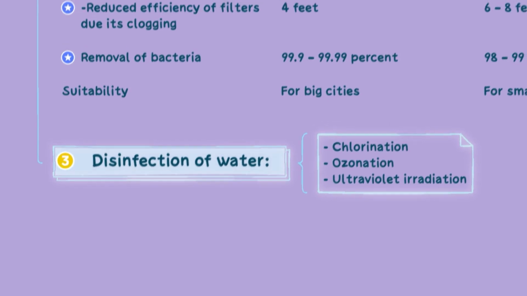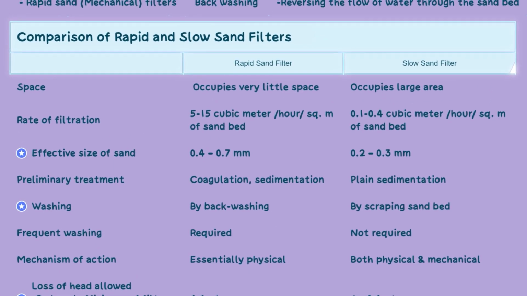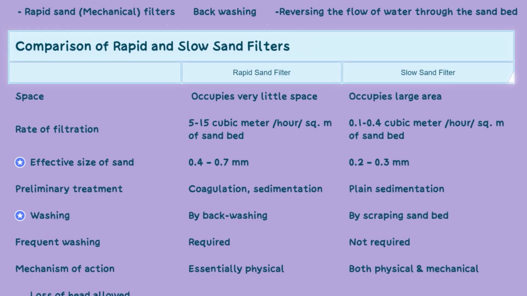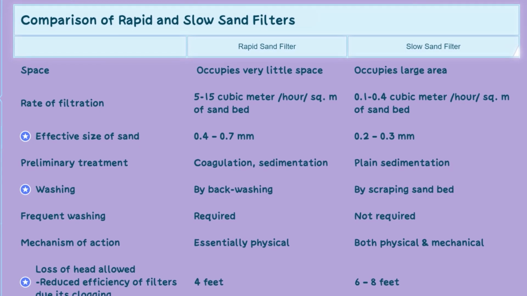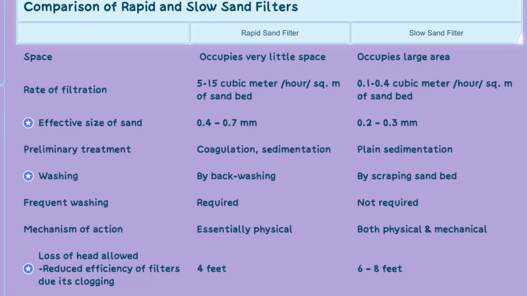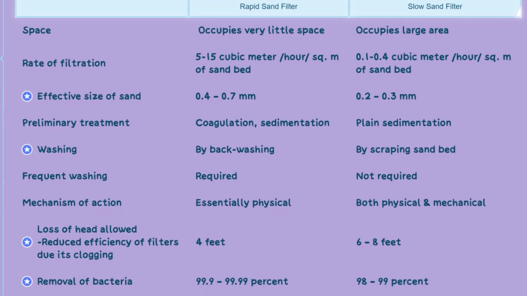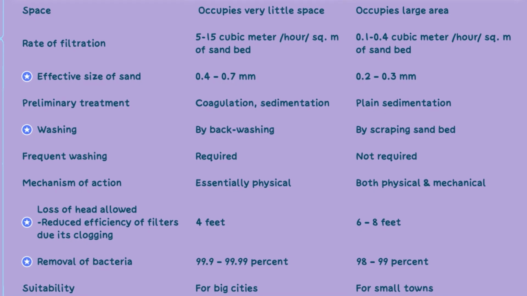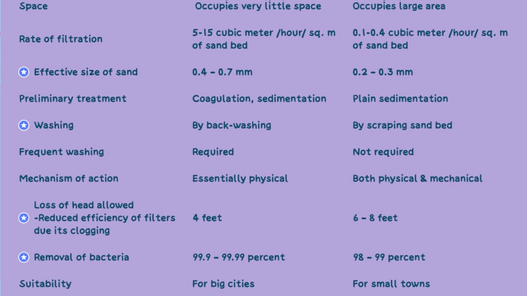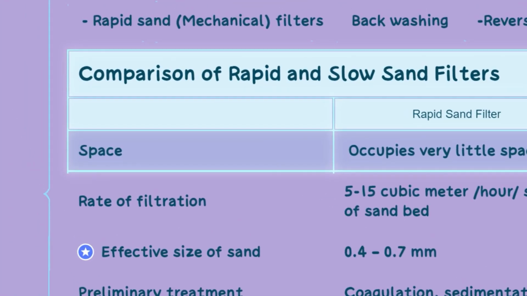Let's note some points in comparison of the two types of filters, that are rapid sand filters and slow sand filters. These points can be memorized under headings of space, filtration rate, effective size of sand particle, which is the most important to remember, preliminary treatment, washing, loss of head, bacterial removal, and mechanism of action. Coming to the first point, space.